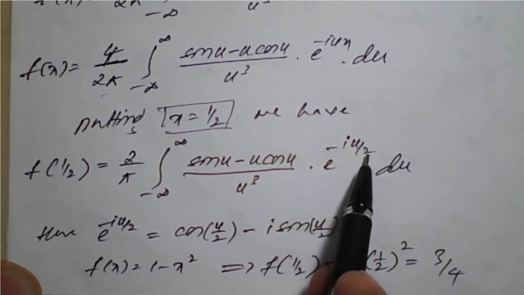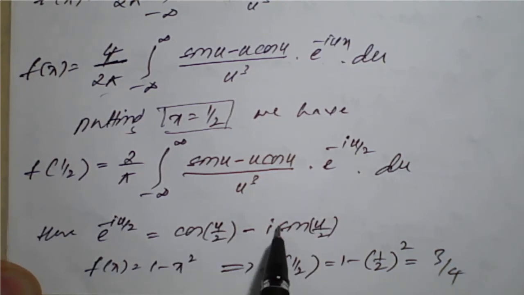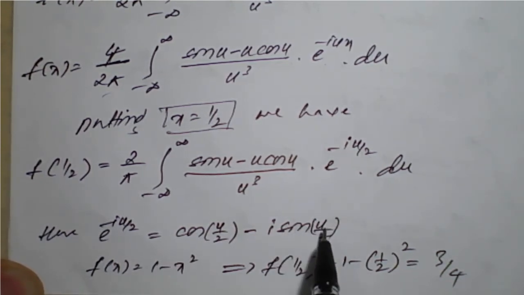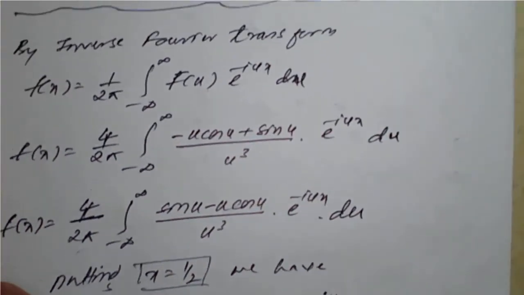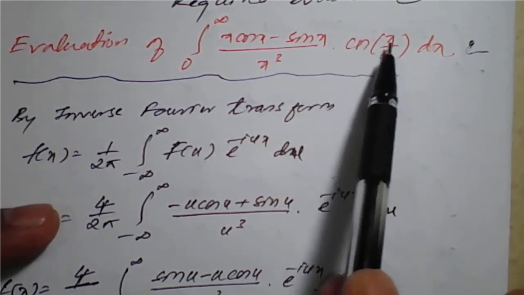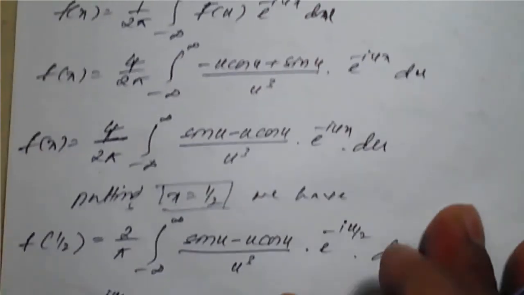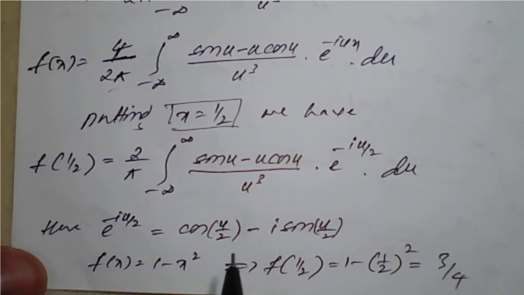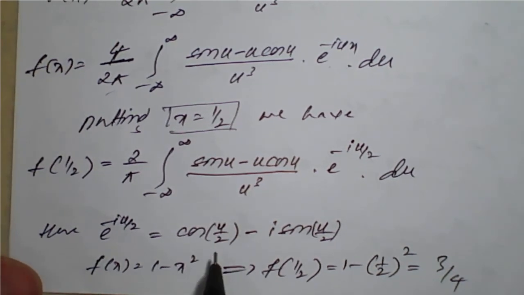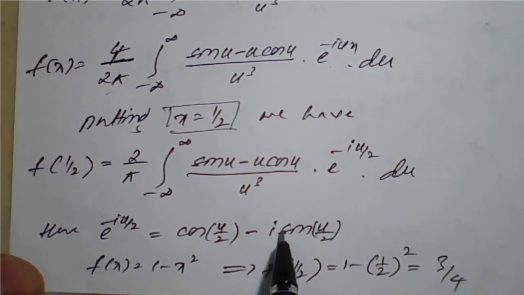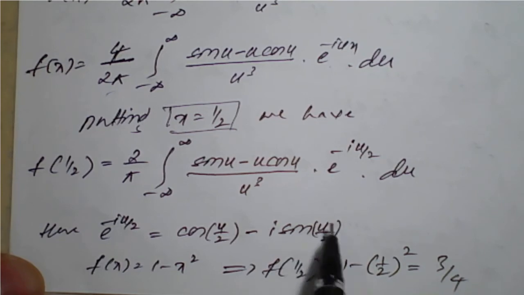e raised to minus iu upon 2 is nothing but cos of u upon 2 minus I times sine u upon 2. But this cos of u upon 2 is nothing but the real part and sine of u upon 2 is nothing but the imaginary part. But as per the required question we need the cos term, that is cos of x upon 2, which is nothing but the real part. So on comparing the real and imaginary parts, we only need to pick cos of u upon 2 from e raised to minus iu upon 2, because minus I into sine of u upon 2 is an imaginary part.